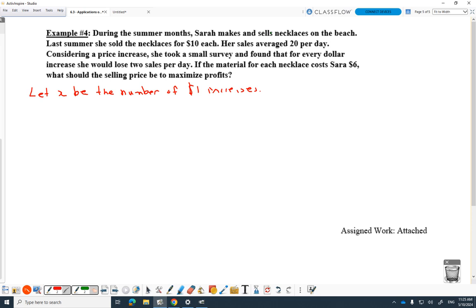Therefore, Sarah's new price will be, I need an algebraic expression for what her new price is going to be. Her old price was $10. She's increasing it by x.